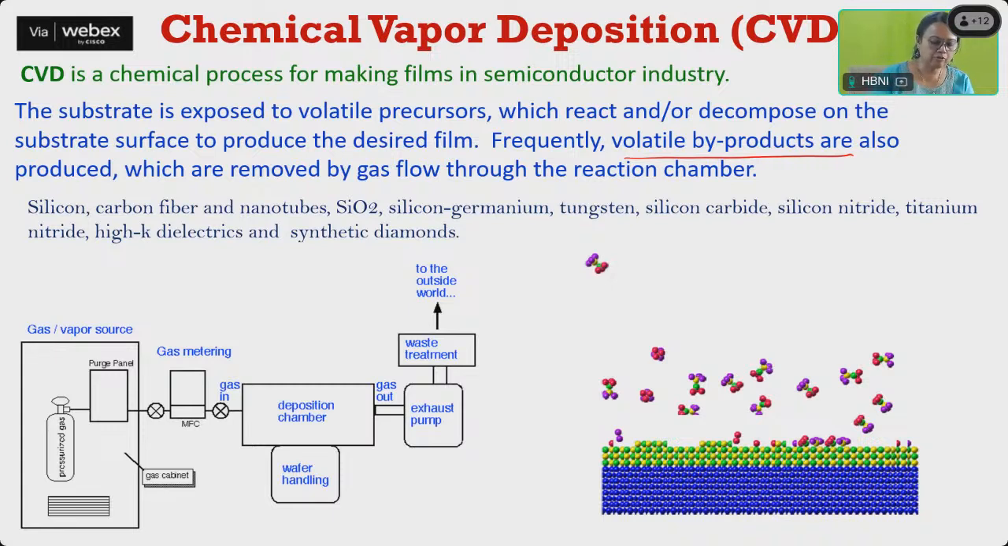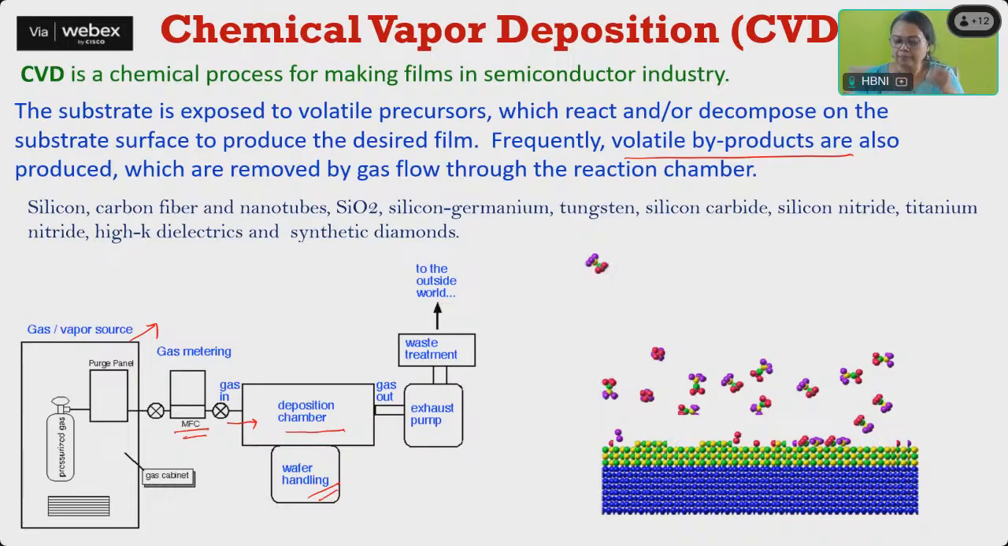Here gases are generally used because you have to have the reaction between them, a chemical reaction. So we have a gas or vapor source, and through mass flow controllers, because if you want a given stoichiometry, you have to control their amount. So we have a mass flow controller, so that how much of which gas is to be flown inside. So gas is going inside, and we have a deposition chamber, and whatever substrate wafer is there is kept inside the deposition chamber.